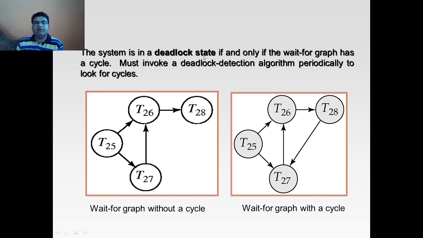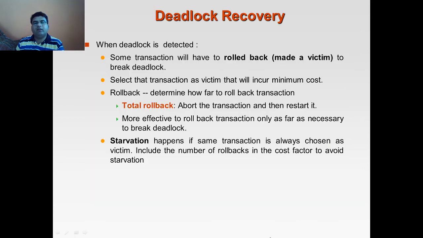So it's a deadlock, and how to break this deadlock? Out of these three transactions, one has to roll back. So all the instructions of any one transaction have to be rolled back, and then the deadlock can be eliminated. So after deadlock, how to carry out the recovery process? Some transaction will have to roll back.